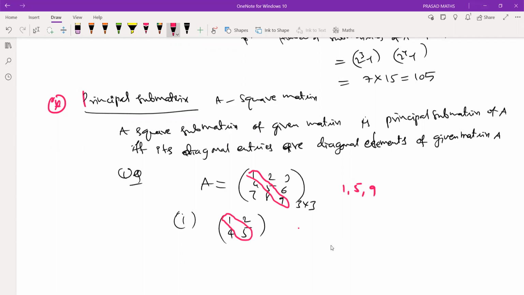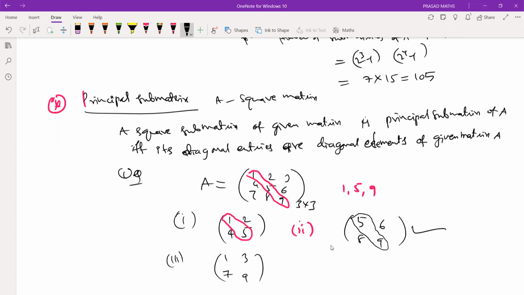Example 2. Suppose you take this 5, 6, 8, 9. What are the diagonal entries? 5, 9. Yes or no? Therefore, it is a principal submatrix. Suppose you take this 1, 3, 7, 9. Is it a principal submatrix? Yes, because the diagonal entries are precisely the diagonal entries of the given matrix.